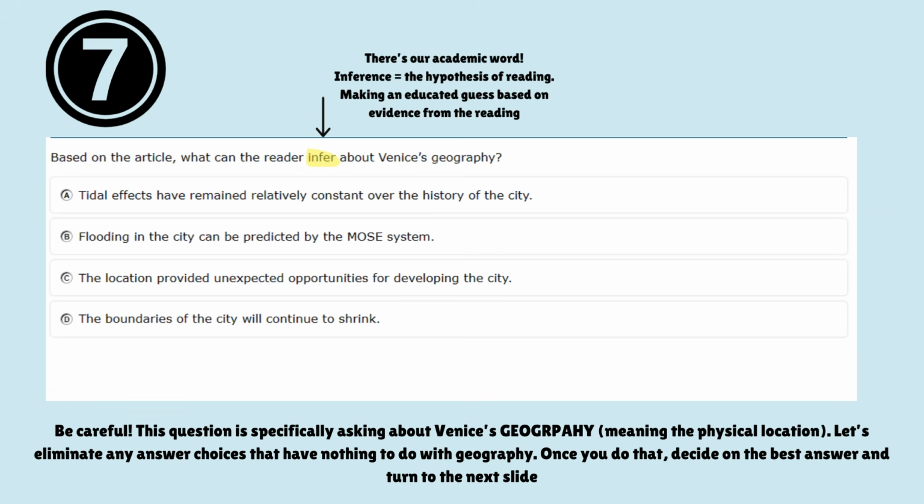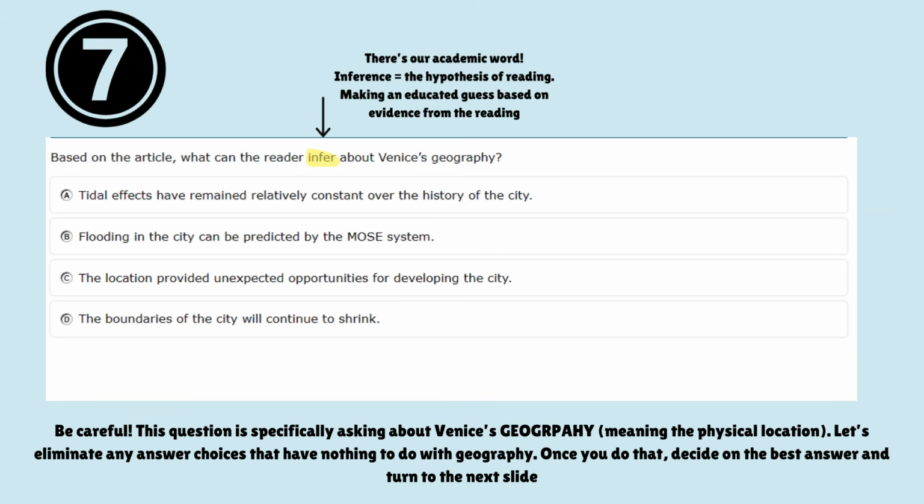So what can the reader infer about Venice's geography? A, tidal effects have remained relatively constant over the history of the city. B, flooding in the city can be predicted by the Mose system. C, the location provided unexpected opportunities for developing the city. D, the boundaries of the city will continue to shrink.